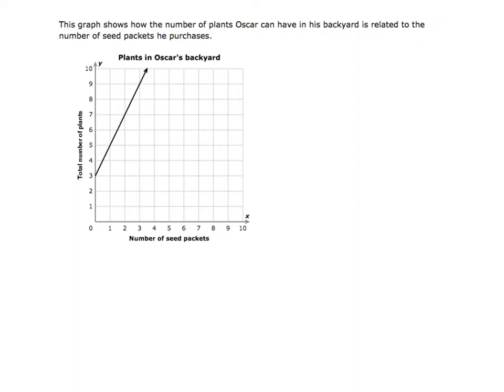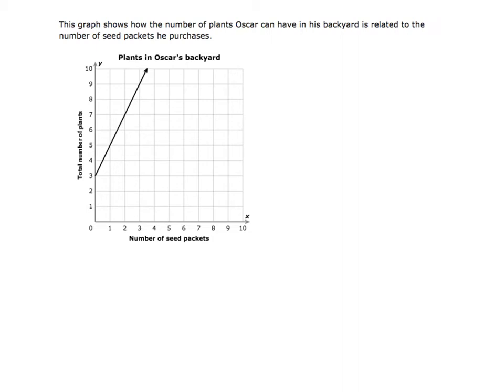As you will notice, this line goes up every time by the same amount. Every time it goes up 2, it goes over 1. Up 2, over 1, up 2, over 1. Anytime you see a line in any kind of math, it has a constant rate of change. It's always going to go up and over the same amount every time. So we want to figure out what the rate of change is here.